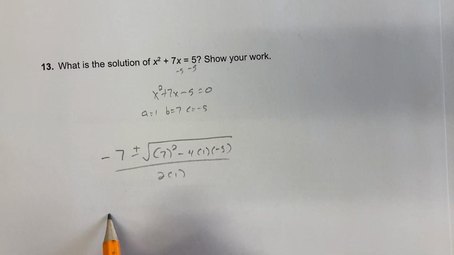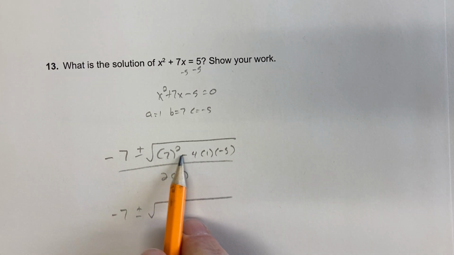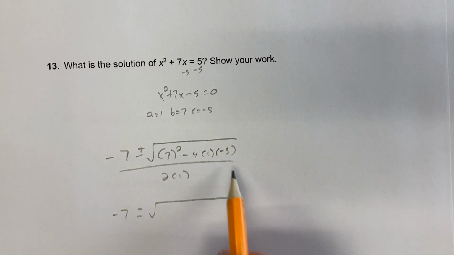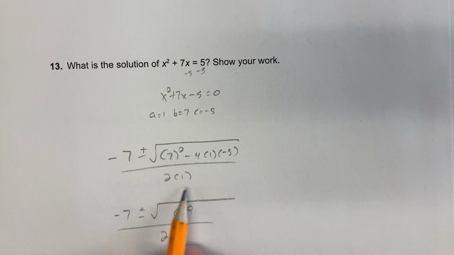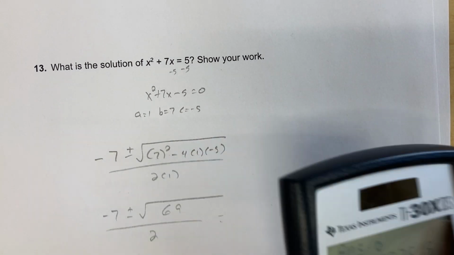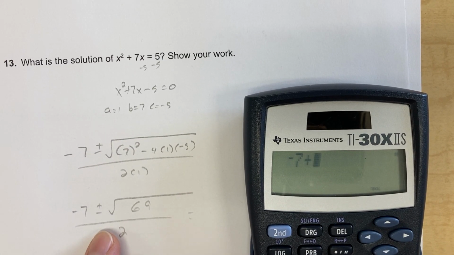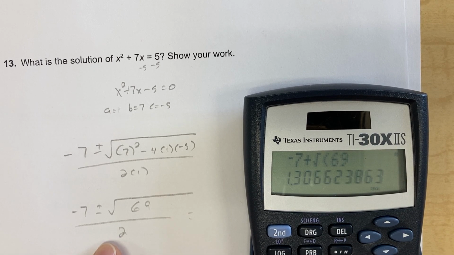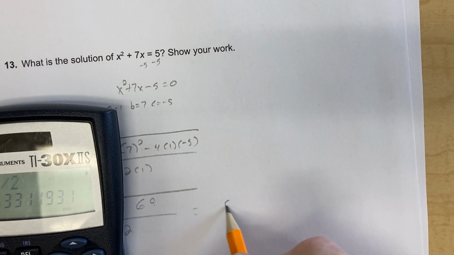okay? And then I'm gonna take the calculator, and I'm gonna go 7 squared minus 4 times 1 times -5, and I should get 69 for that, okay? 2 times 1 is 2. All right, so again, this is good, but let's see what that actually gives us. So on the calculator, I'm going -7 plus square root 69 equals, divided by 2, gives me 0.65.